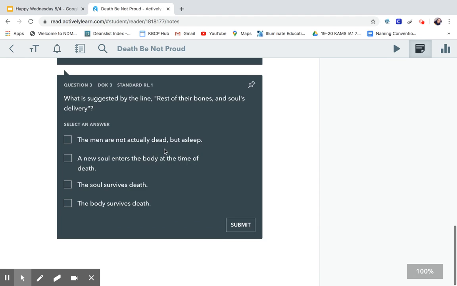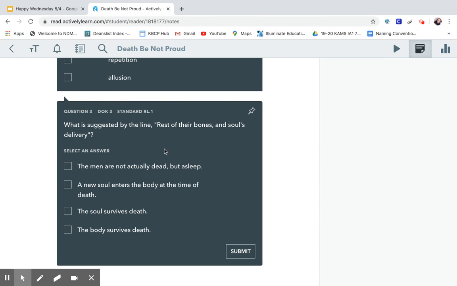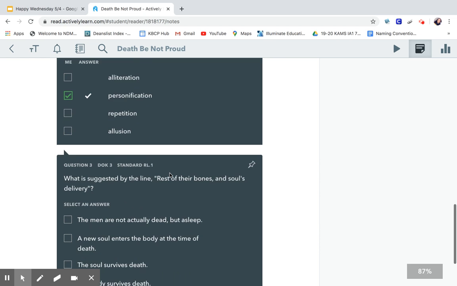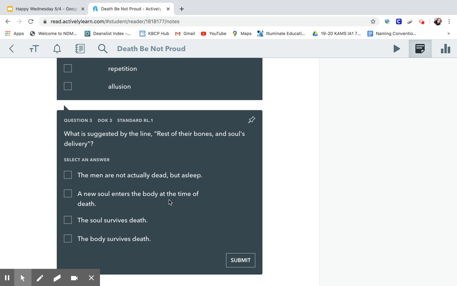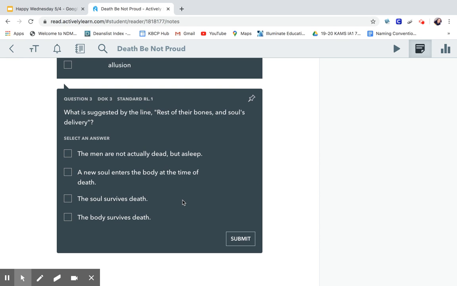What do you think the author is suggesting? The men are not actually dead but asleep. Are they talking about sleeping men in this poem? So we know right away not to even answer that question, right? The new soul enters the body at the time of death. The soul survives death, or the body survives death. Rest of their bones and soul's delivery. It couldn't be the body survives death, because it said rest of their bones, and their bones are part of their body. And soul's delivery. The soul survived death.